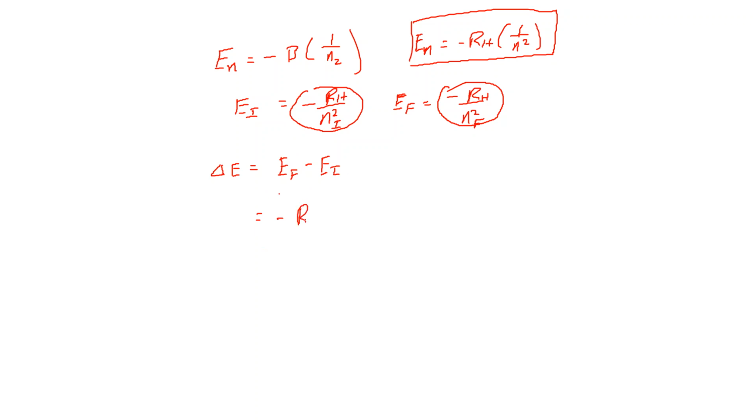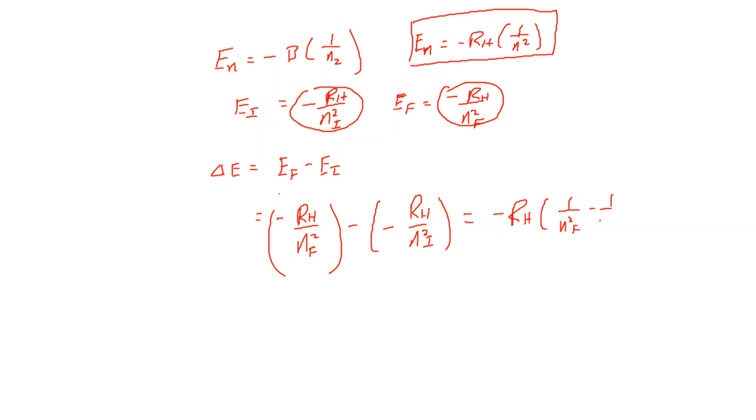So this will be equal to minus RH over n final squared, that's for EF, minus minus RH over n squared initial. And then this simplifies by factoring out minus RH times 1 over n squared final minus 1 over n squared initial. All right, so that is what we use to find delta E. And as I said before, RH is equal to 2.18 times 10 to the minus 18 joules.